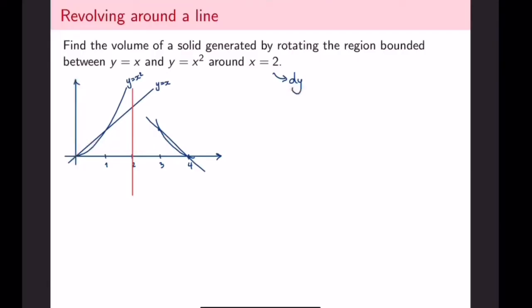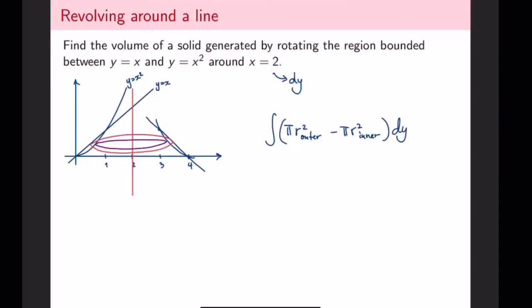I'm not going to draw the thickness, not to busy my sketch. This is my outside disc, and this is going to be my inside disc. Okay, so once again, I can use the same setup as before. Pi r squared for the outer radius minus pi r squared for the inner one. And I know my integral is going to be in terms of y.